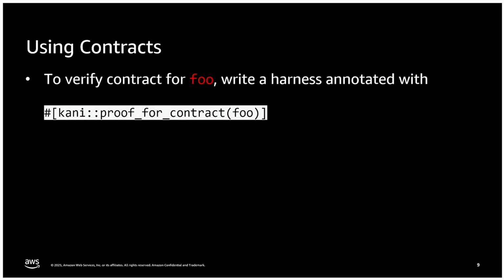Now, somewhat to your surprise, in order to use contracts, you still have to write a harness. Even though the title is contract-based verification, compared to Rami's earlier talk on harness-based verification, every verification entry point in Kani has to be a harness. But here the harness annotation is slightly different. Whereas previously any harness would be annotated with kani::proof, if you want to verify the contract of a function, you specify that using proof_for_contract. So if you have a contract for function foo, then you write proof_for_contract(foo).